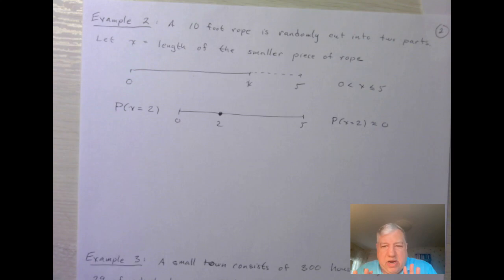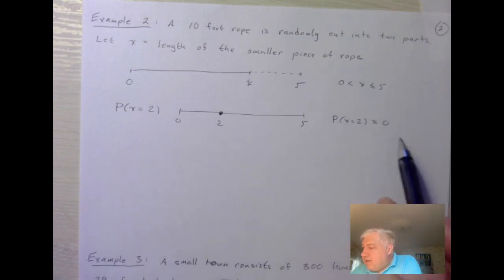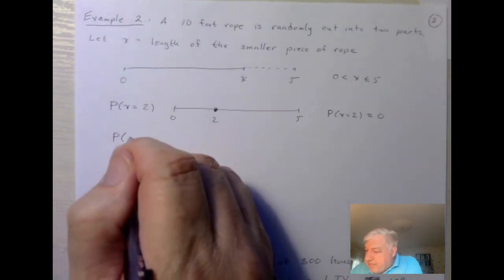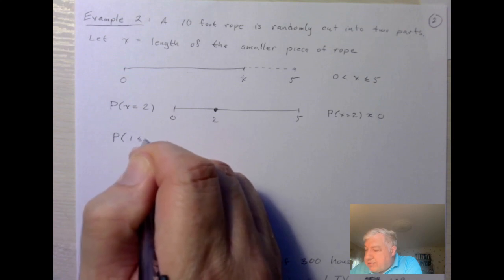Now, maybe it doesn't make a whole lot of sense. We don't want to say it's equal to 0, because that would mean there's no possibility it could happen. But it would be infinitesimal. What makes a little more sense is to talk about the probability, let's say, that X is between 1 and 2.